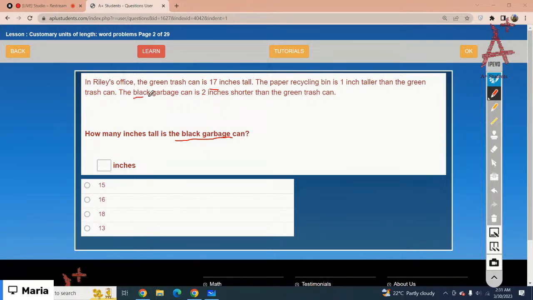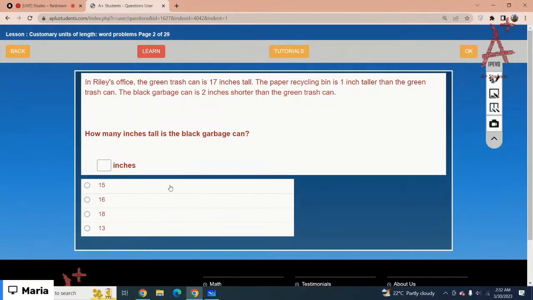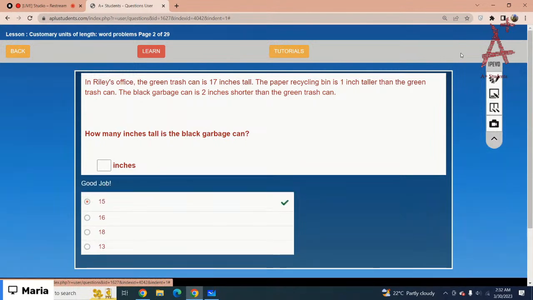So the black garbage can is 2 inches shorter than the green trash can. We are given the green trash can is 17 inches. Got it? So it would be 2 inches shorter. Shorter means you need to subtract 2. So 17 minus 2 equals 15. Got it? That means the length of the black garbage can is 15 inches. So the correct option is 15.